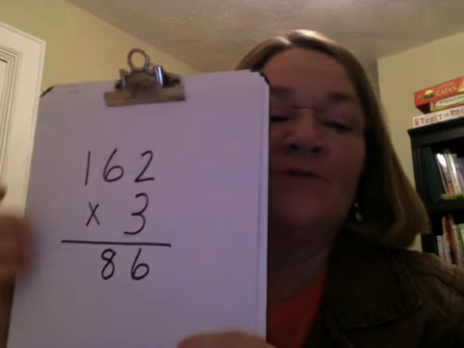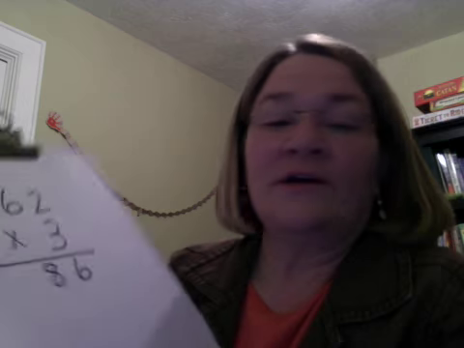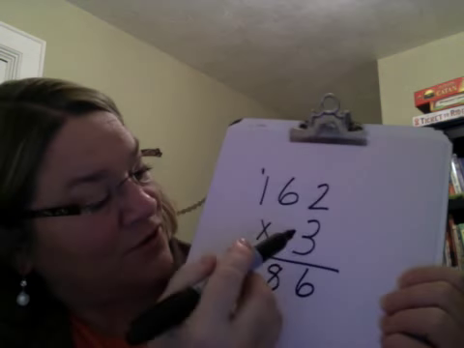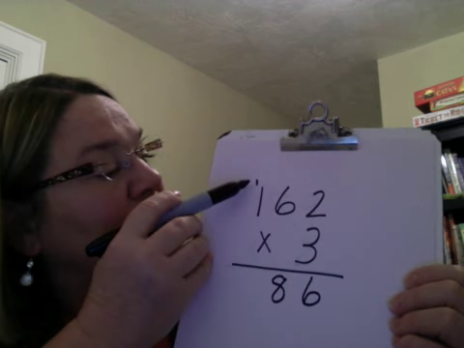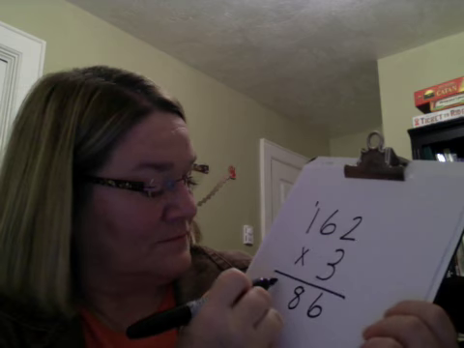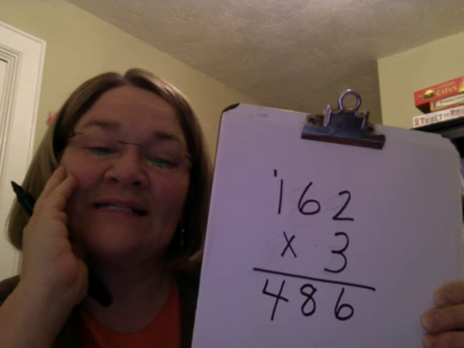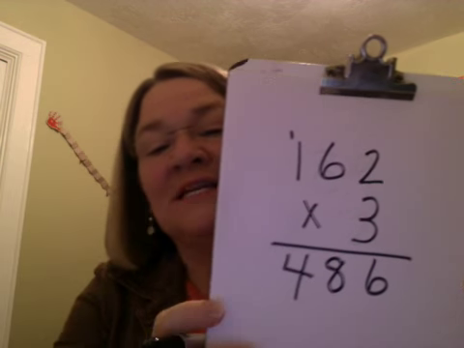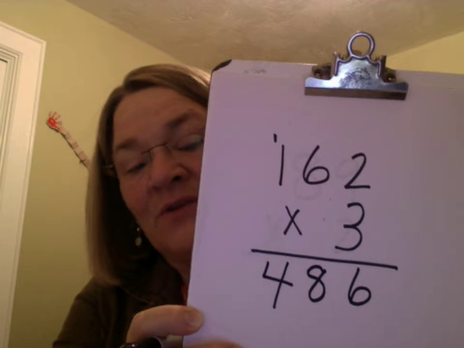Going to have to do some regrouping again because there isn't room to put the whole 18 down. So I'll regroup and put it over here with the ones. Now I have 3 times 1, which is 3, and I add this one to it, which makes 4. 486. I'm sure you remember now how these things work and that you'll be all brushed up on it again, that it won't be a hard thing when you see it.